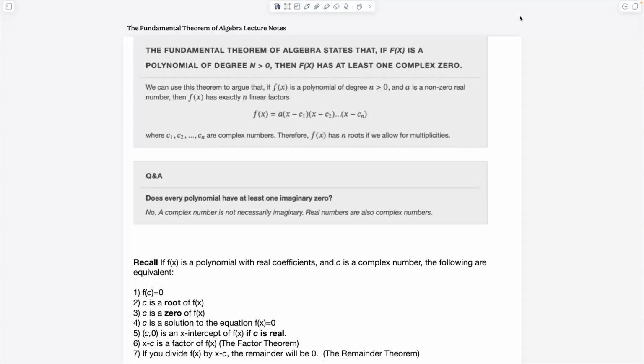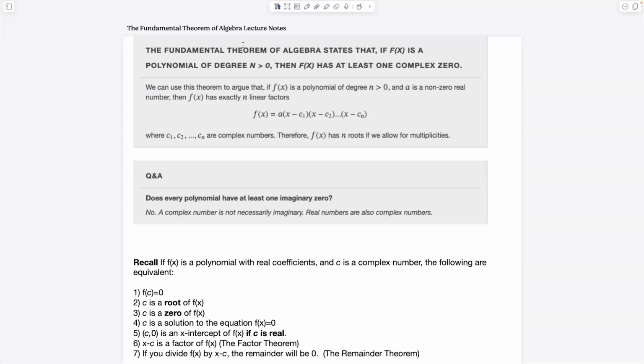Okay, let's talk about the fundamental theorem of algebra. As you can imagine, this is pretty important. It's fundamental to the study of algebra. And what it actually says is that every polynomial with real coefficients, that's not written in here, but it should be, every polynomial you can imagine with real coefficients has at least one complex zero. One complex number you can plug in that makes the whole function equal to zero.